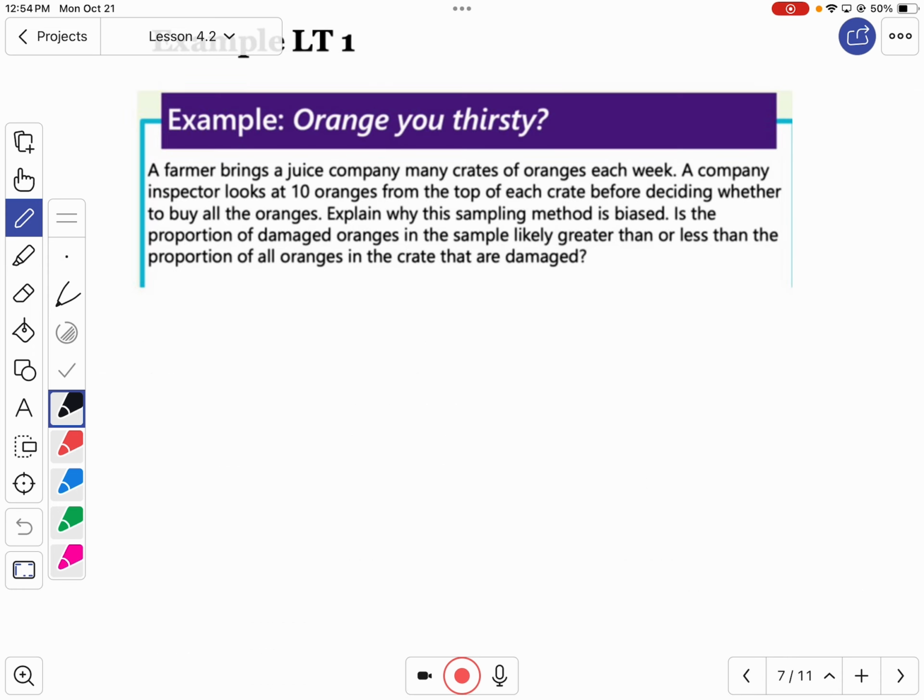All right, so let's take a look at this example. It says, "Orange, you thirsty?" A farmer brings a juice company many crates of oranges every week, and a company inspector looks at 10 oranges from the top of each crate before deciding whether or not to buy the whole crate. So he doesn't look at the whole crate, he just looks at 10 that are on the top. Why is the sampling biased? Is the proportion of damaged oranges in the sample likely greater than or less than the proportion of all oranges in the crate that are damaged? So let's talk about that. Why is it an issue that he's only looking at the oranges on the top?